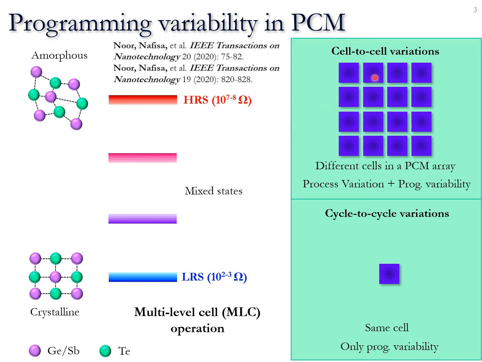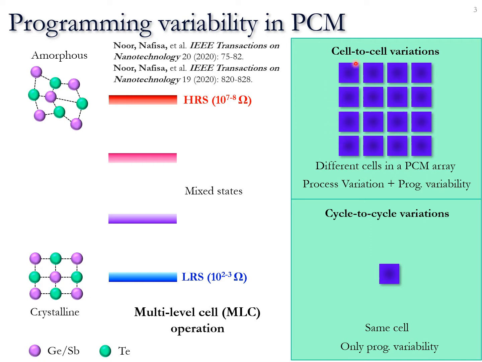Say, for example, if this is an array where we have various cells, we may see that in order to reach the same target resistance of 100 kilo ohm, when we start from the same initial resistance of 1 kilo ohm, and even if we apply the same sets of gradually increasing partial reset pulses, different cells are reaching slightly different intermediate states. They are not all 100 kilo ohm. So this is called the programming variability.